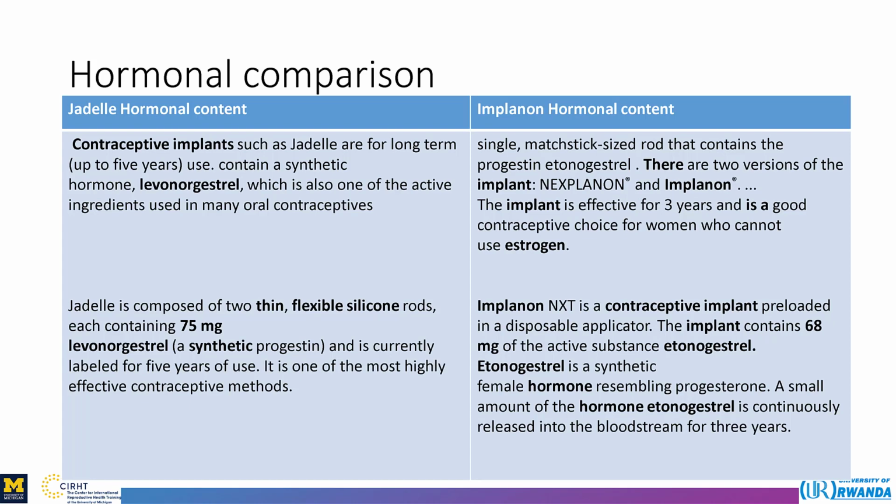There are two versions of the implant, Nexplanon and Implanon. The implant is effective for 3 years and is a good contraceptive choice for women who cannot use estrogen. When you compare the content in milligrams, Jadelle contains 75 milligrams of levonorgestrel. The Implanon contains 68 milligrams of the active ingredient etonogestrel.